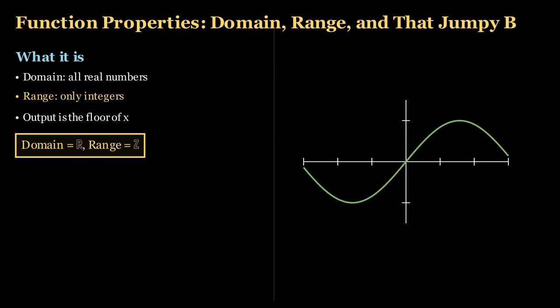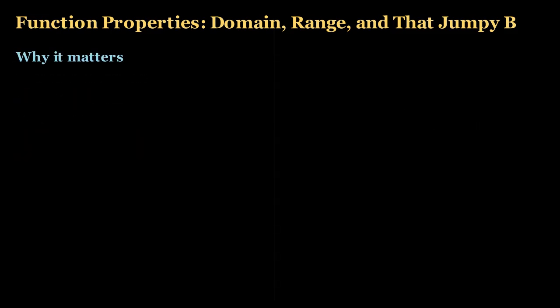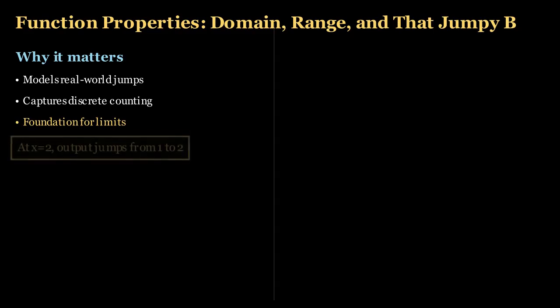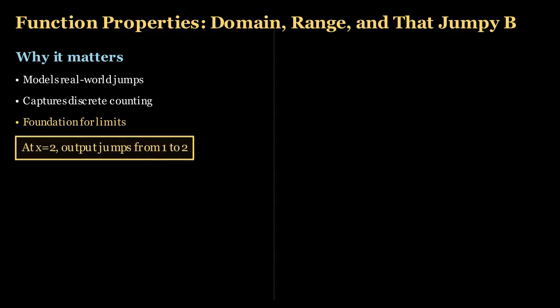Why do we care about a function that jumps? Because the real world is full of sudden changes. Think of a parking garage sign, height limit 2.1 meters. A vehicle that is 2.09 meters fits, one that is 2.11 meters does not. That is a jump, a tiny change in input flips the output from allowed to not allowed. The greatest integer function is the simplest mathematical model of that kind of discrete, step-like behavior.